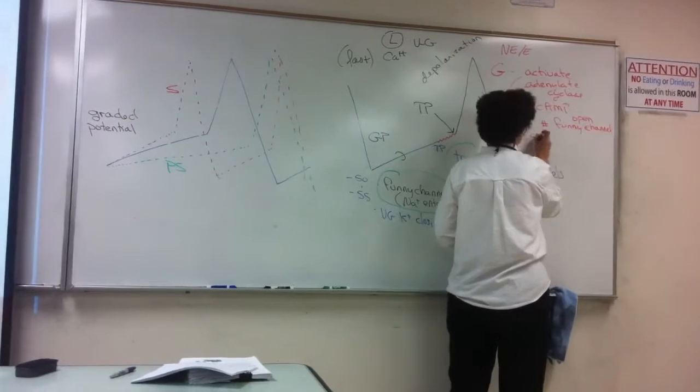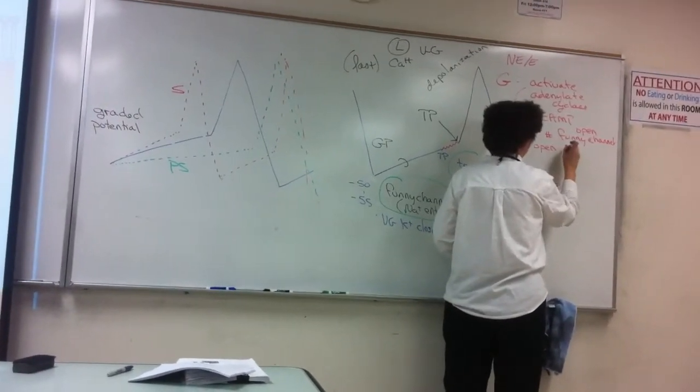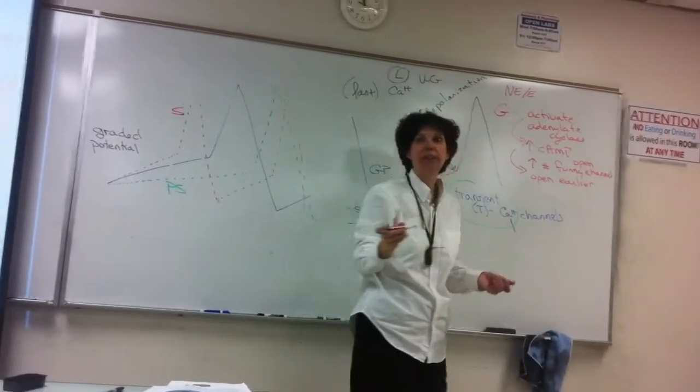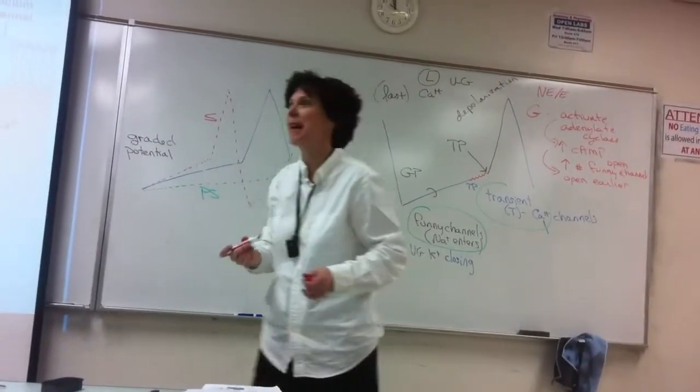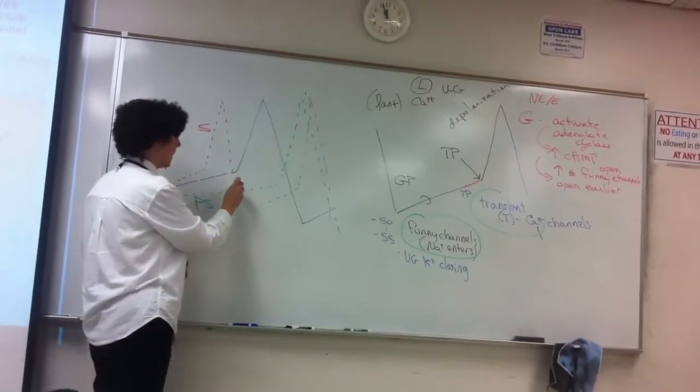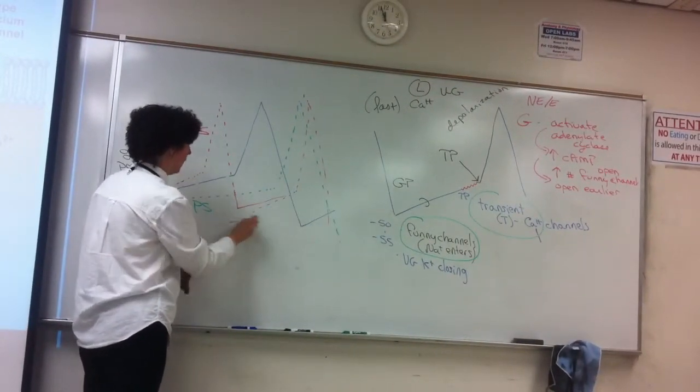And they open earlier, meaning they open at a less negative potential, like minus 45, instead of having to wait until they get to minus 55. So they're going to open, say, here, instead of down here.